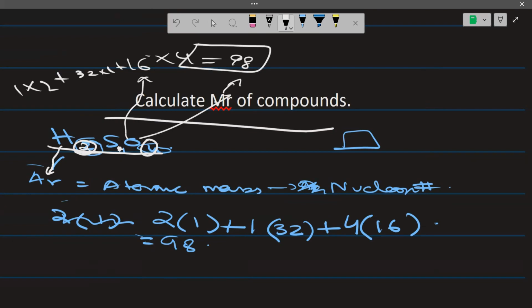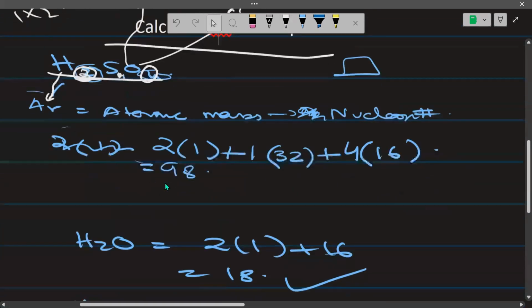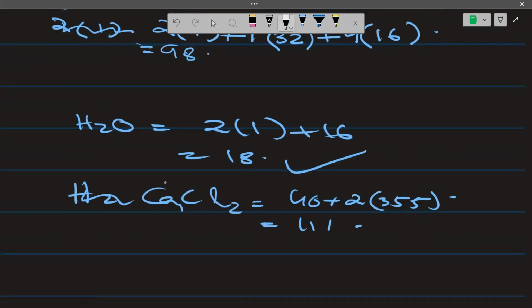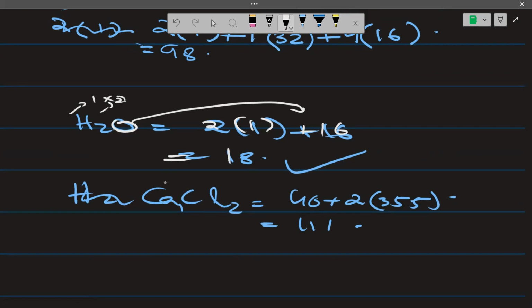So this is how we calculate the MR of compounds. Now let's take water. As we know that hydrogen's AR is 1, we multiply it by 2 because the number is 2, as shown here: 2 times 1, plus 16, because oxygen's AR is 16. Then we add these, and the answer will be 18.